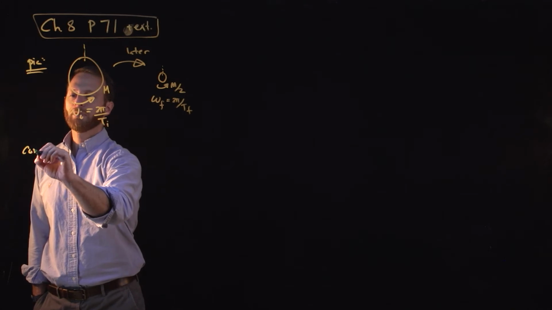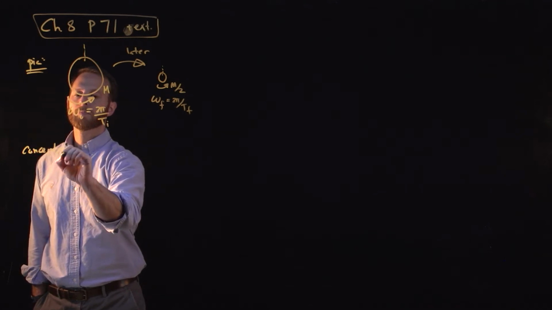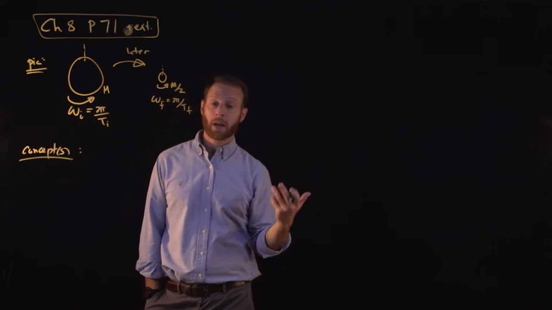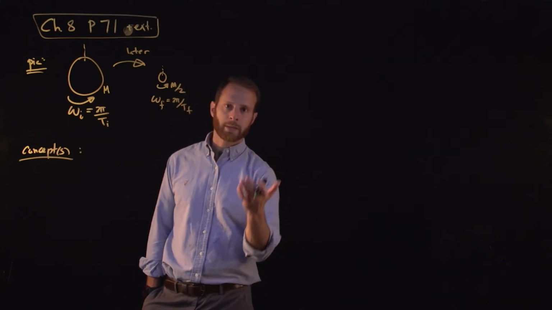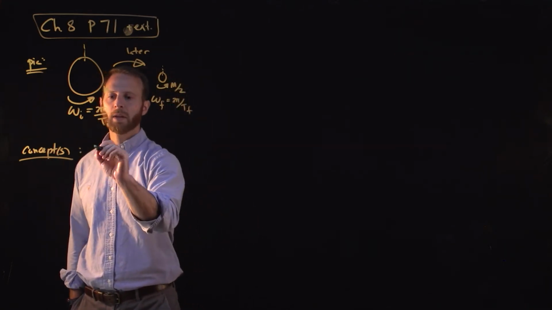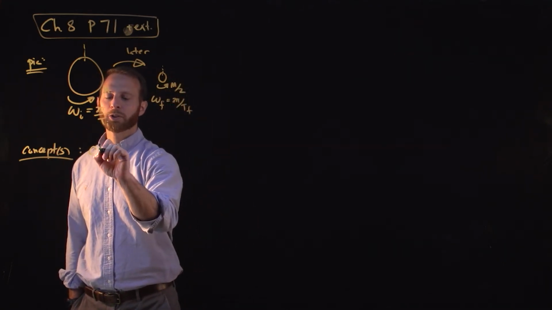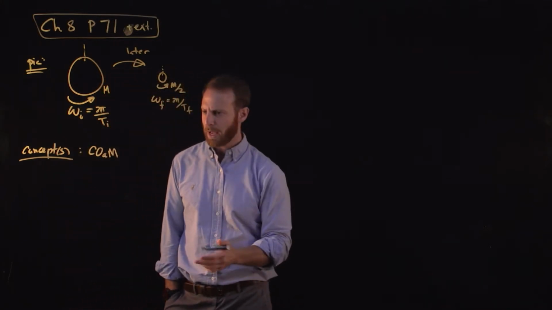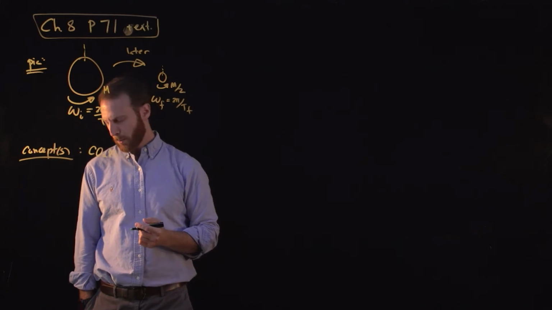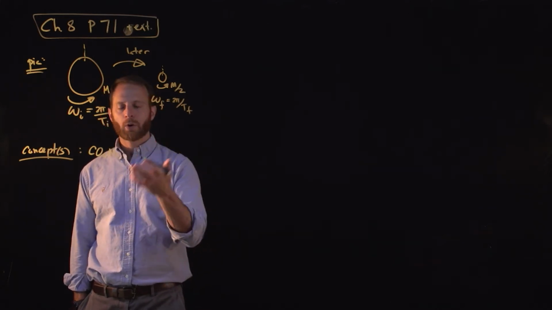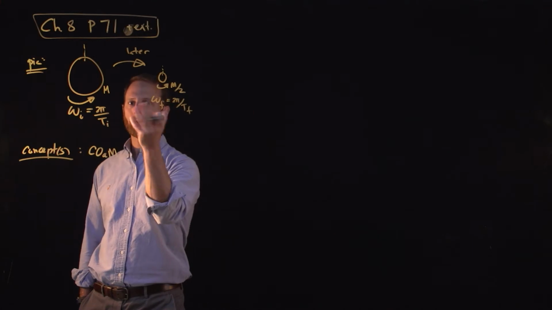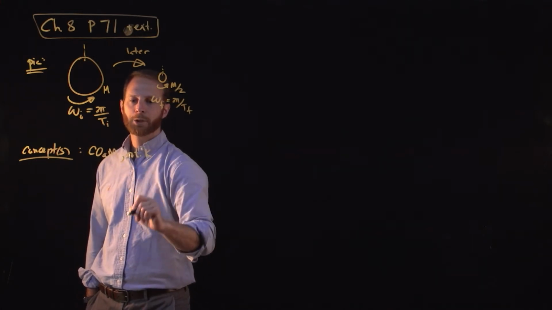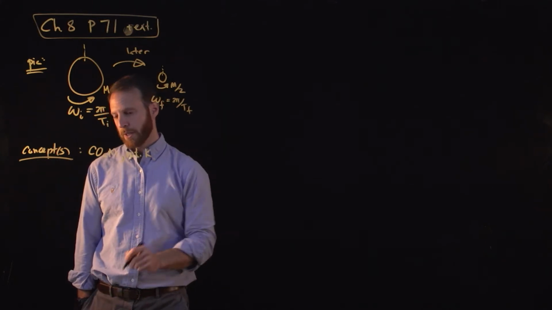So conceptually, we're told that the lost mass carries away no angular momentum. That's a huge hint to use conservation of angular momentum. We also are going to be interested in rotational kinetic energy for this object spinning around. And that should be enough to get us going.